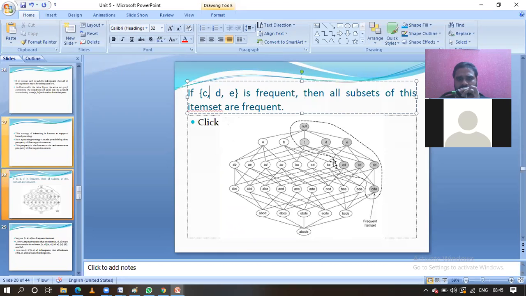Likewise, from this one, these subsets, we can find that CD, CE, DE, and CDE, finally we get that this item set is frequent. We are going to reduce the overall process. In this way, we are going to find out who the frequent items are from the given information. By using the Apriori principle, we are going to reduce the overall item sets.